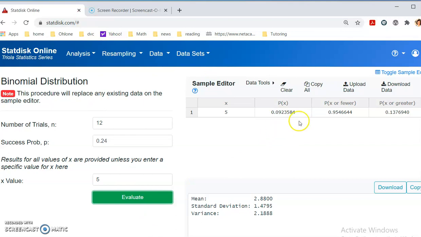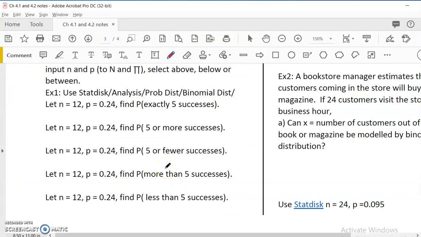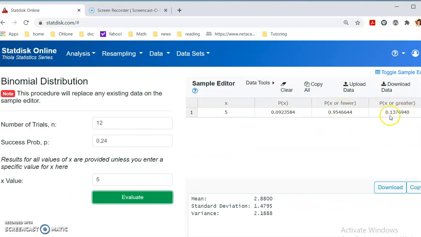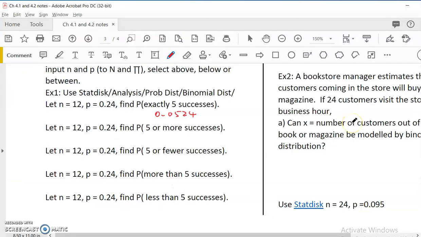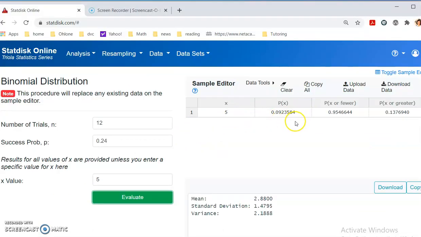Exactly 5 is P of X equals 0.0524. What about 5 or more? It's already here. 5 or more would be 0.1377. And then 5 or fewer, we use the other one, which is 0.9547.